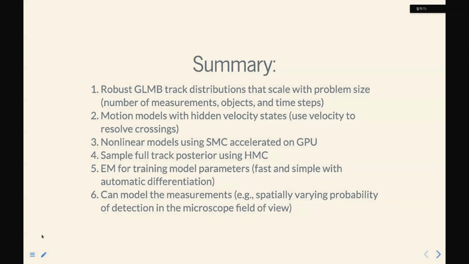Okay, to summarize, we can use velocity to resolve crossings and uncrossings. We can handle nonlinear models with sequential Monte Carlo, which seems to work pretty well on GPU. We can sample the full track posterior using Hamiltonian Monte Carlo. What else? If we just want a point estimate for our model parameters, we can do that with expectation maximization.